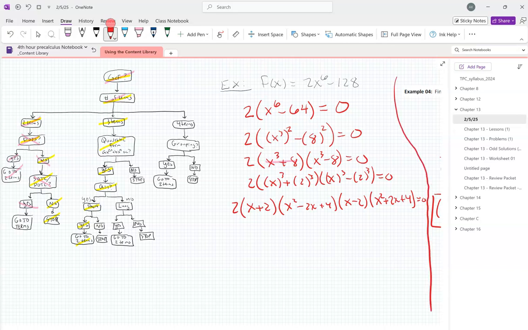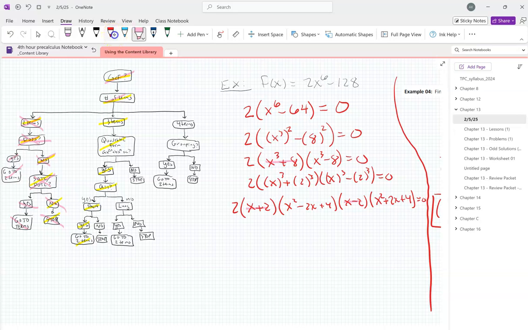Put a little border there. But now we have to go to the 2-term guys to check these again. So I'm just going to be checking x plus 2 and x minus 2. So is it a difference of 2 squares? No. Is it a sum or difference of 2 cubes? No. So we're done. Is everybody okay there?